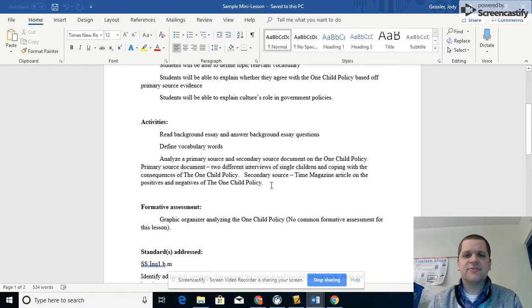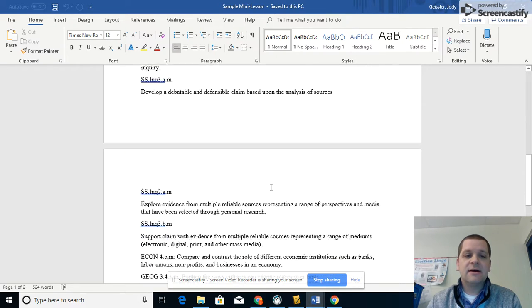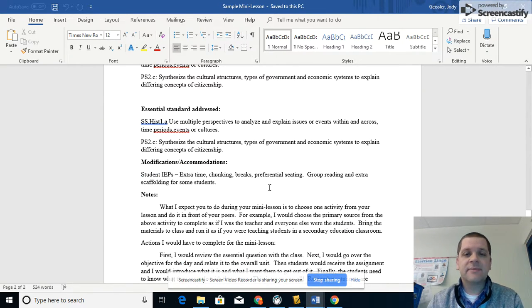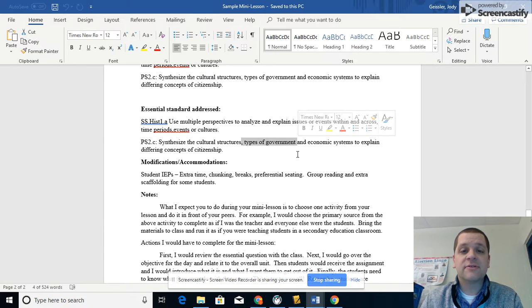For me, I'm having the students analyze a primary and secondary source on the one-child policy, because the one-child policy talks about multiple perspectives, first of all, on the effects of it. And it takes place in a different culture than what we are used to here, so we talk about cultural aspects with that. We also talk about different types of government and their economic systems. So looking at the one-child policy supports that.